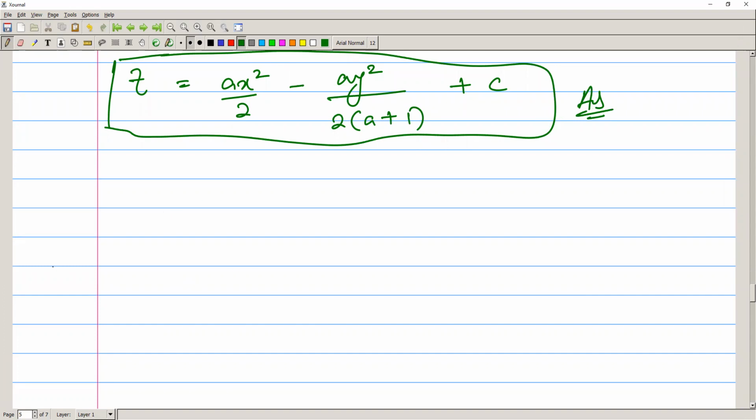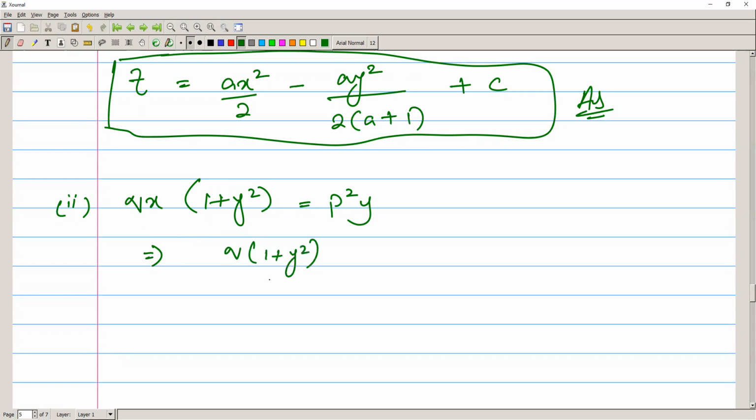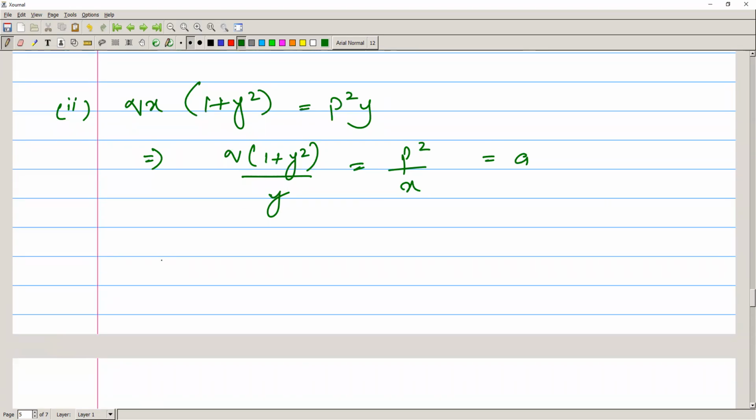Right, so let's take another example, that is question number 2, which says that q times x times 1 plus y squared is equal to p squared y. So we can see that this is a form of p, q, x, and y. So we can separate it easily. It's a separable form, so this implies that q times 1 plus y squared divided by y is equal to p squared over x. So this is separable, so we can say that both are equal to a, right? So if both are equal to a, then we can write it separately. p squared is equal to ax, which implies that p is equal to square root of ax, right?